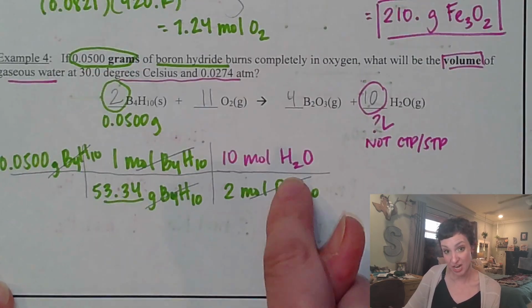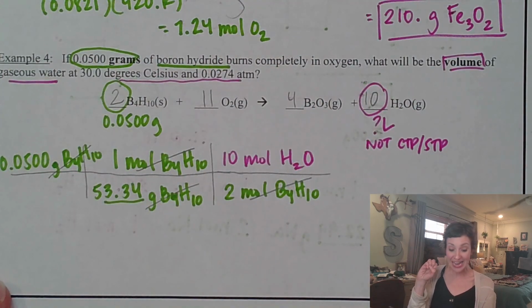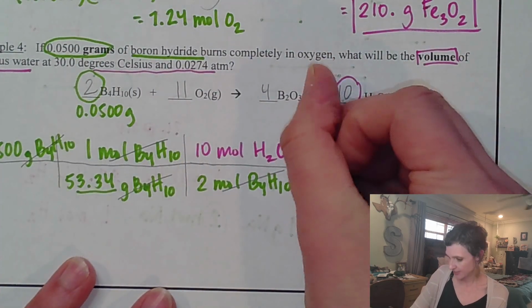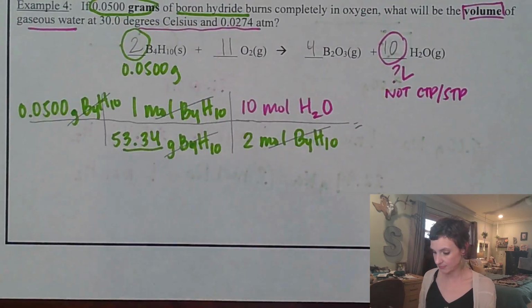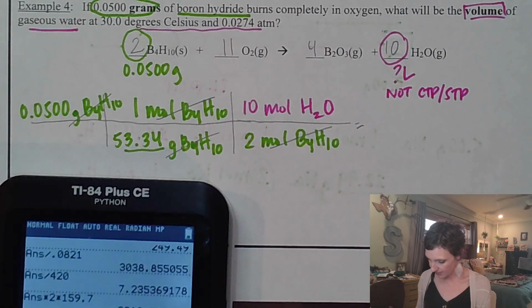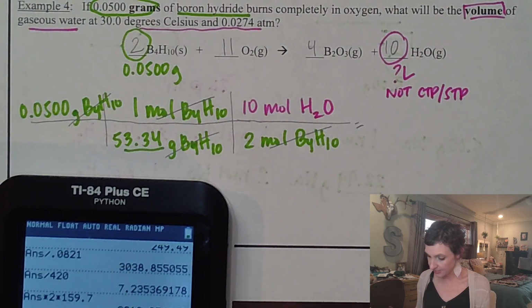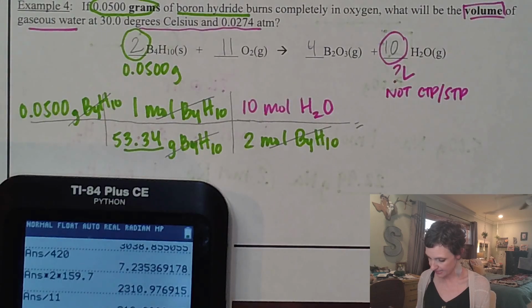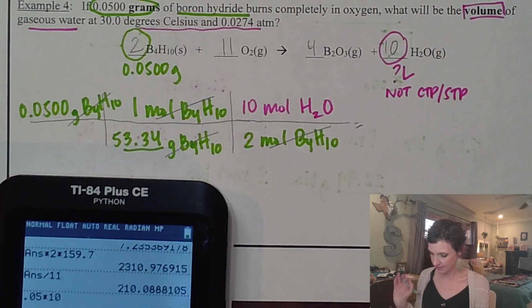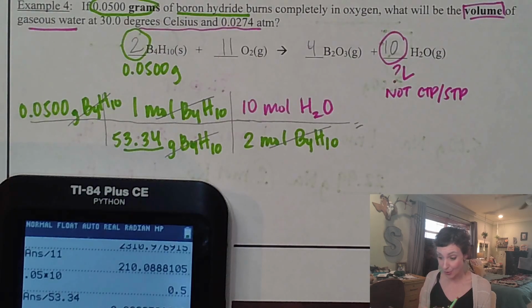That means stop here. We're going to pull that value out and put it into the ideal gas law, whatever we get from this calculation. Okay, so I'm going to stop and solve for moles. We're excited about that. We go 0.05 times 10 equals that, divided by 53.34 equals that, also divided by 2. Okay, so that's the number of moles of my water that I have.